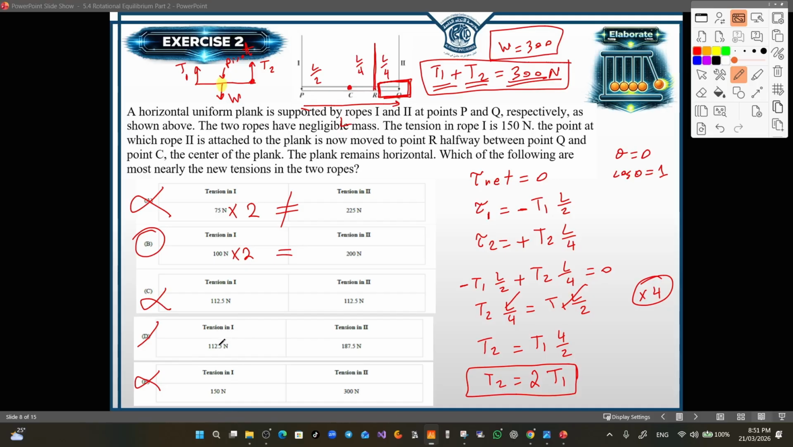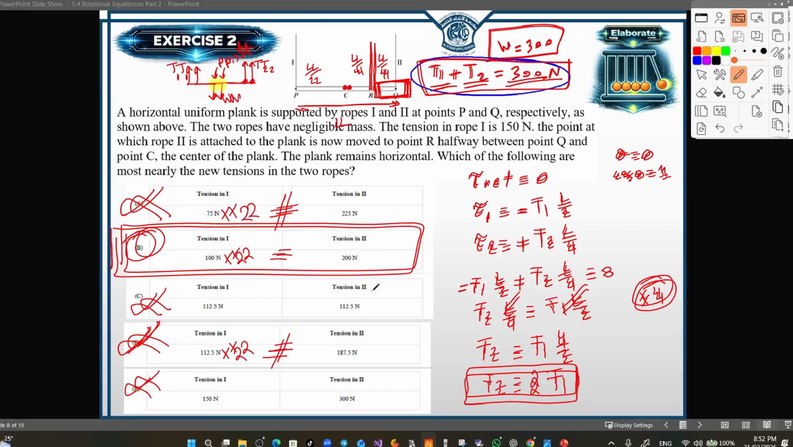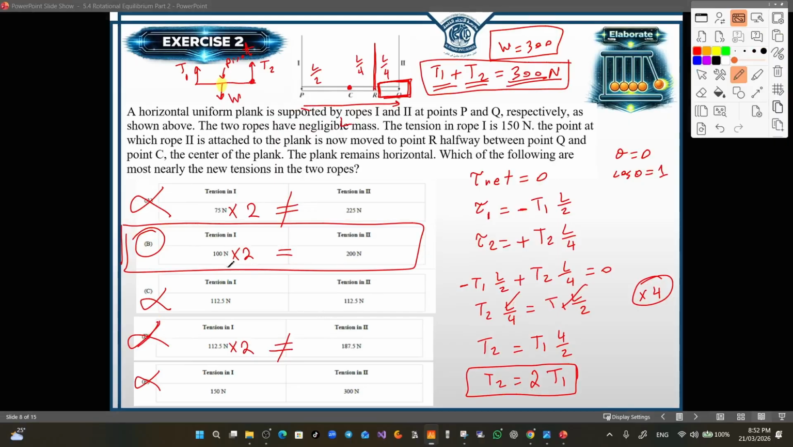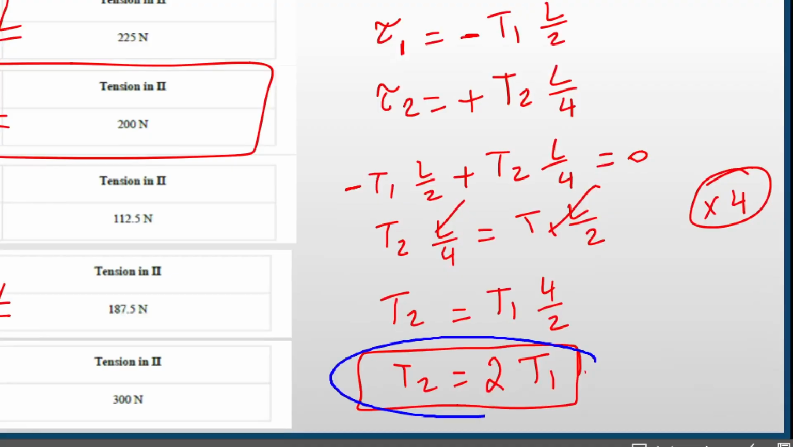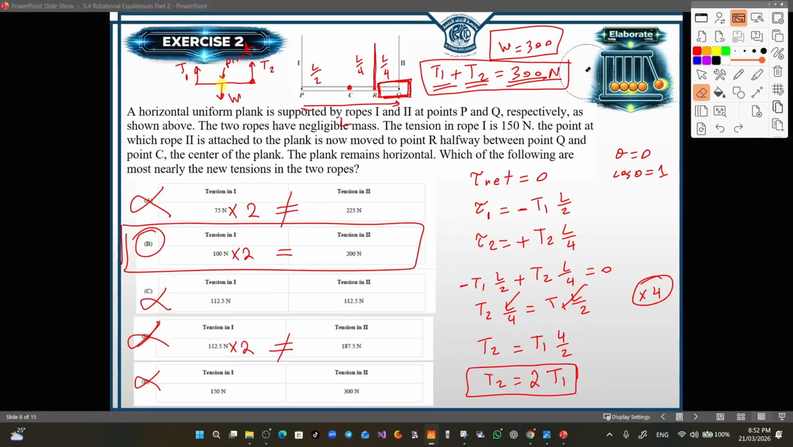Now let's see this choice. If we multiply it by 2, it won't give me double the tension, which means D is incorrect. The only possible choice will be B. For B, the addition of the two forces is equal to 300 according to the first condition, and T2 is twice T1 according to the second condition.